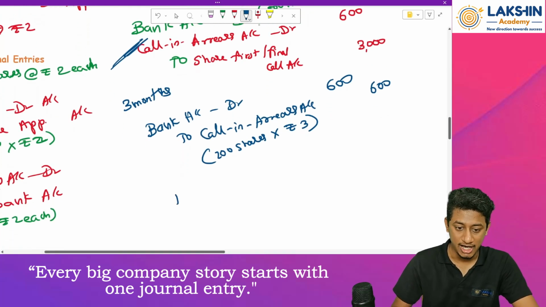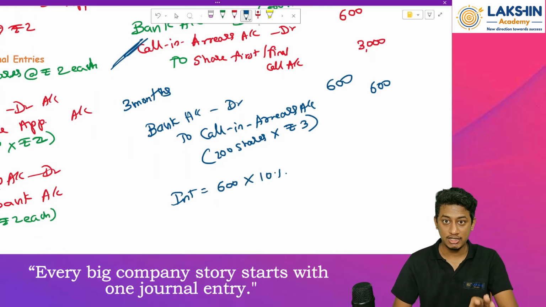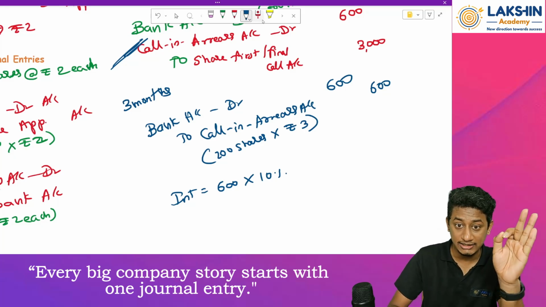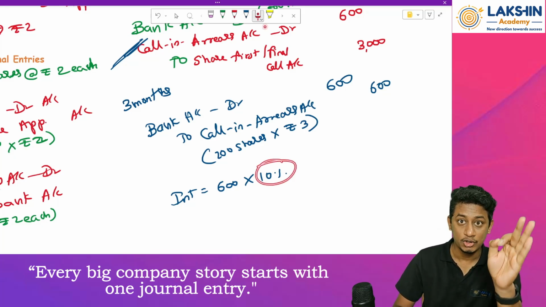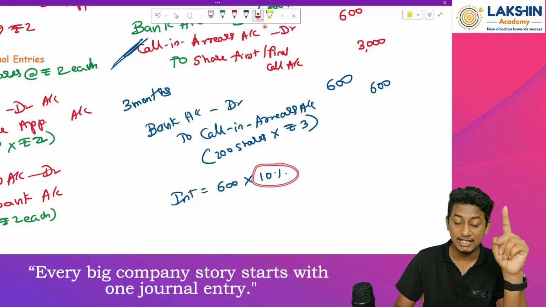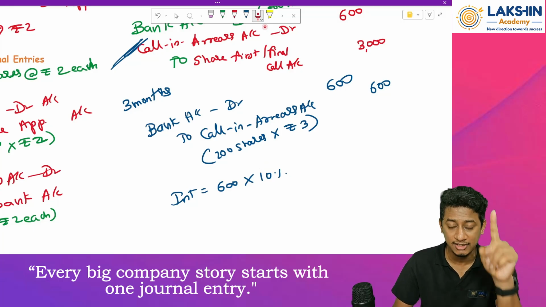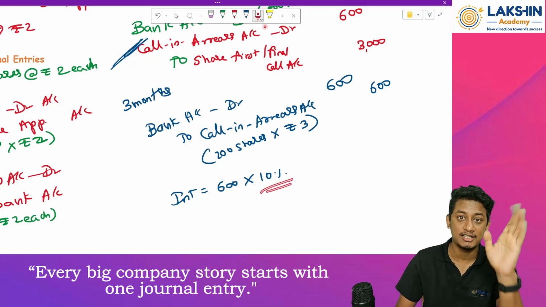So the interest on that will be equal to 600 into 10%. 10% is the maximum amount that can be charged. Look at the question. If the question specifies any rate other than 10%, take it. But if it is 12%, no. You should mention that since the rate that can be charged on calls in arrears is 10% maximum as per the Companies Act 2013, I will charge 10% only.